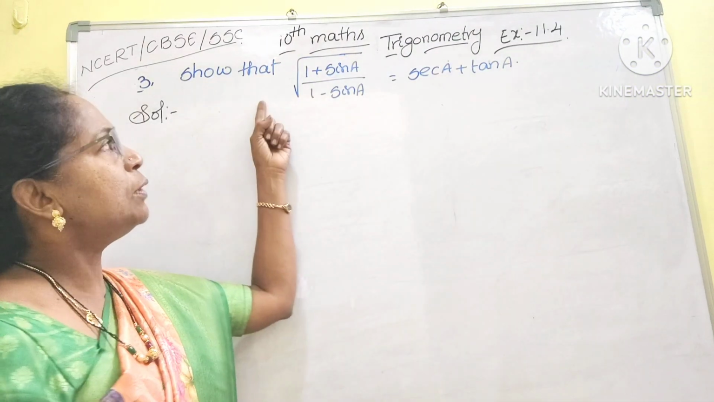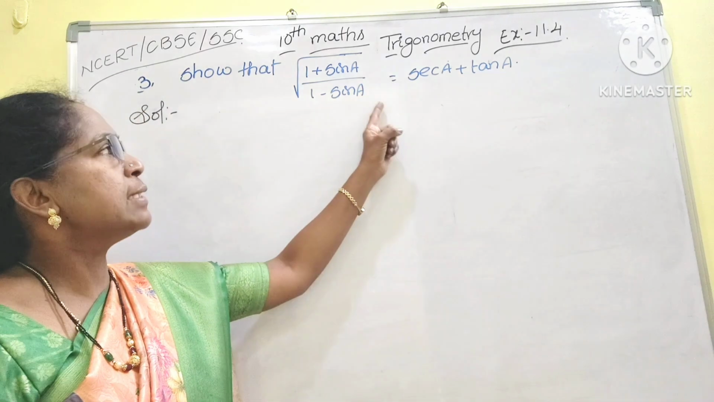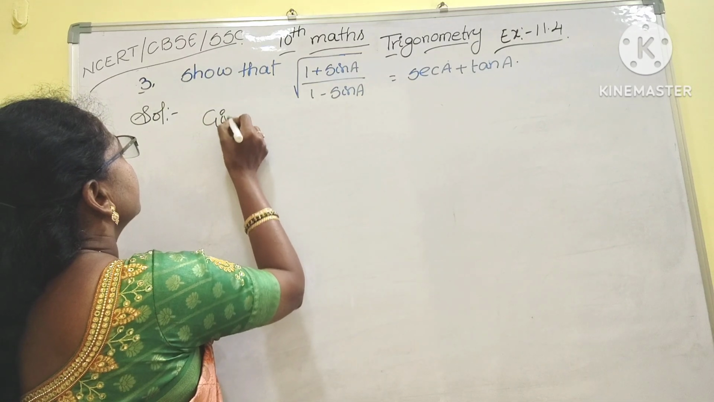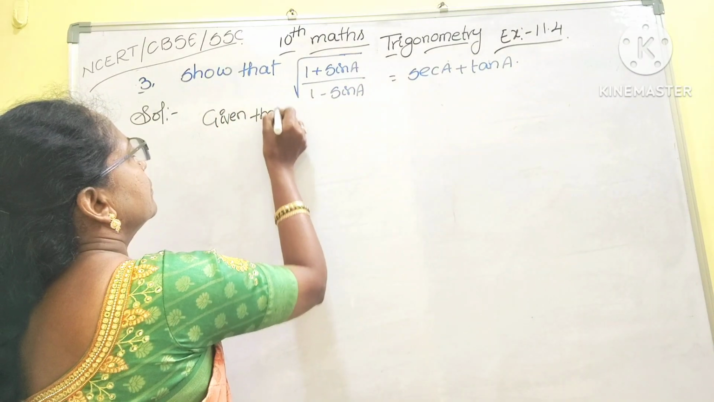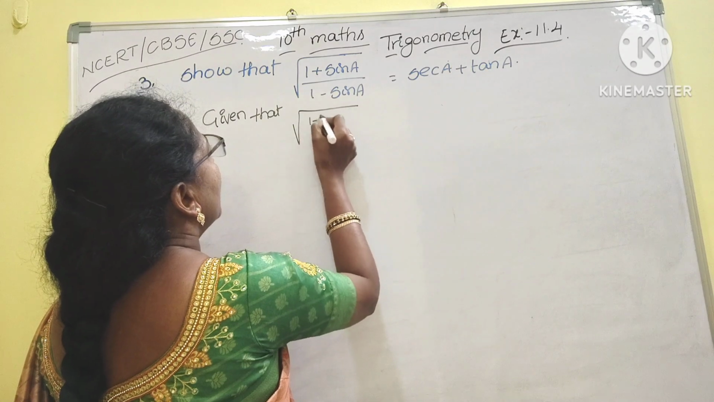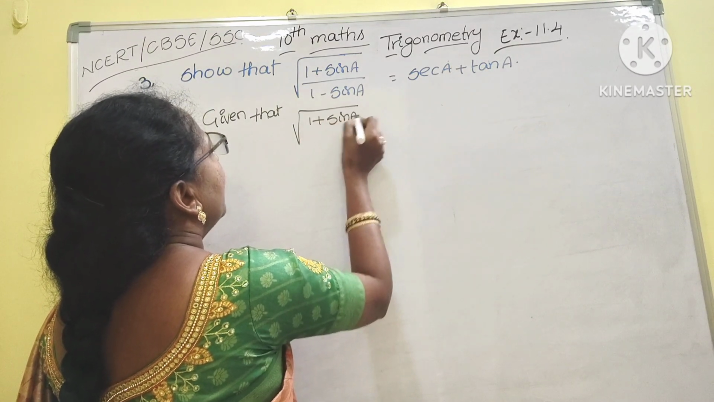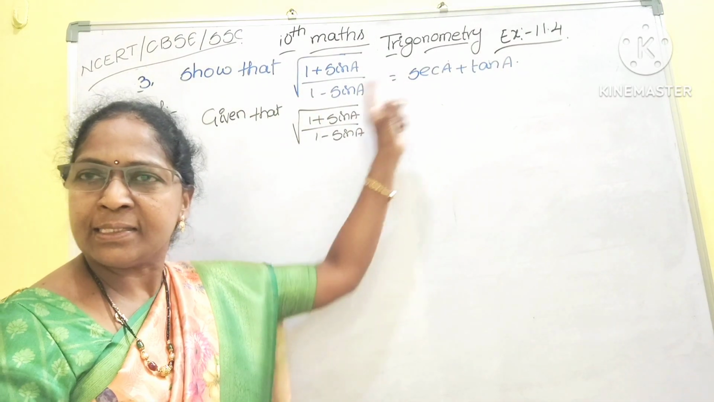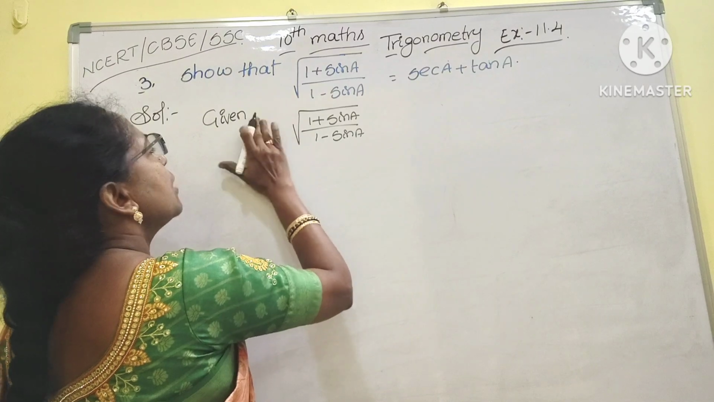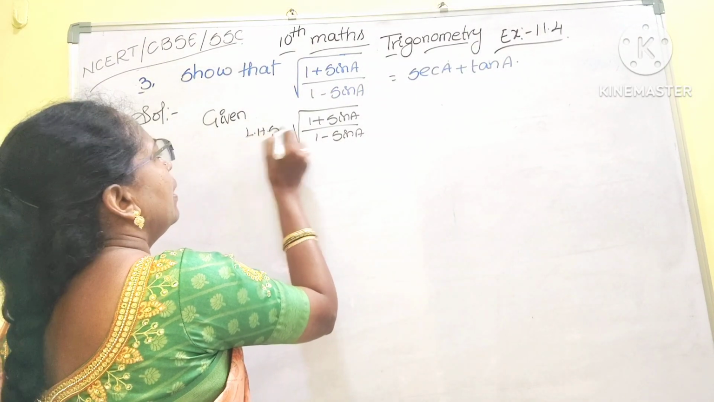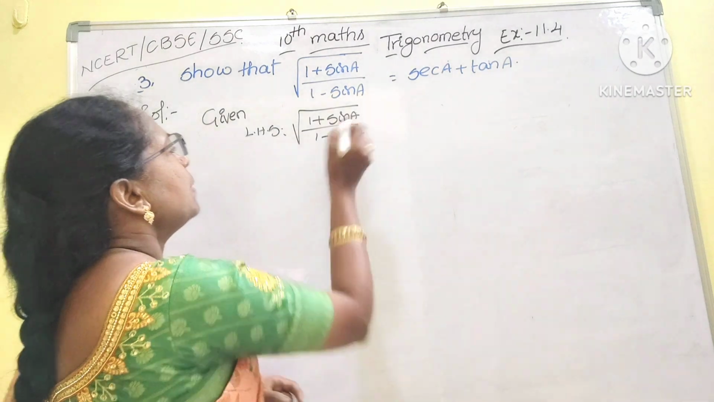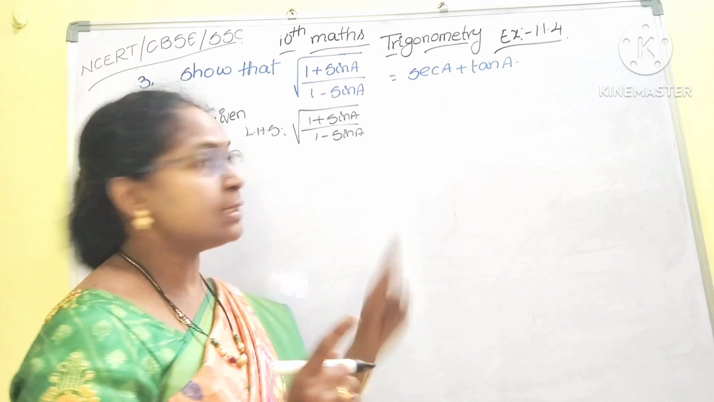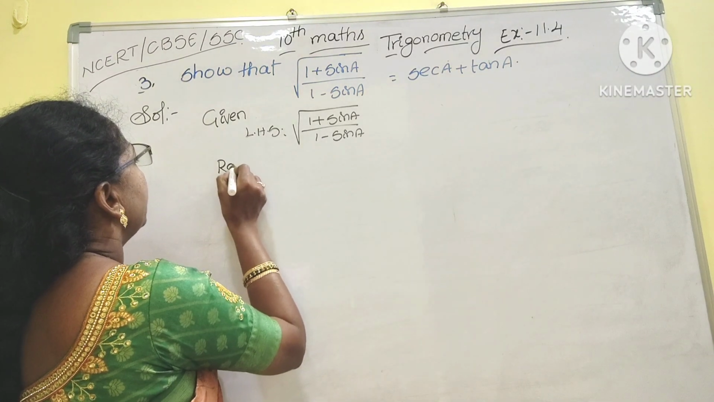Next one here, show that square root of 1 plus sin a by 1 minus sin a equal to secant a plus tan a. Now, here given that square root of 1 plus sin a by 1 minus sin a. Here in this sum you have to show that LHS equal to RHS. So given LHS you have to consider. LHS is square root of 1 plus sin a by 1 minus sin a. Whenever like this term is there, you have to rationalize the denominator term.